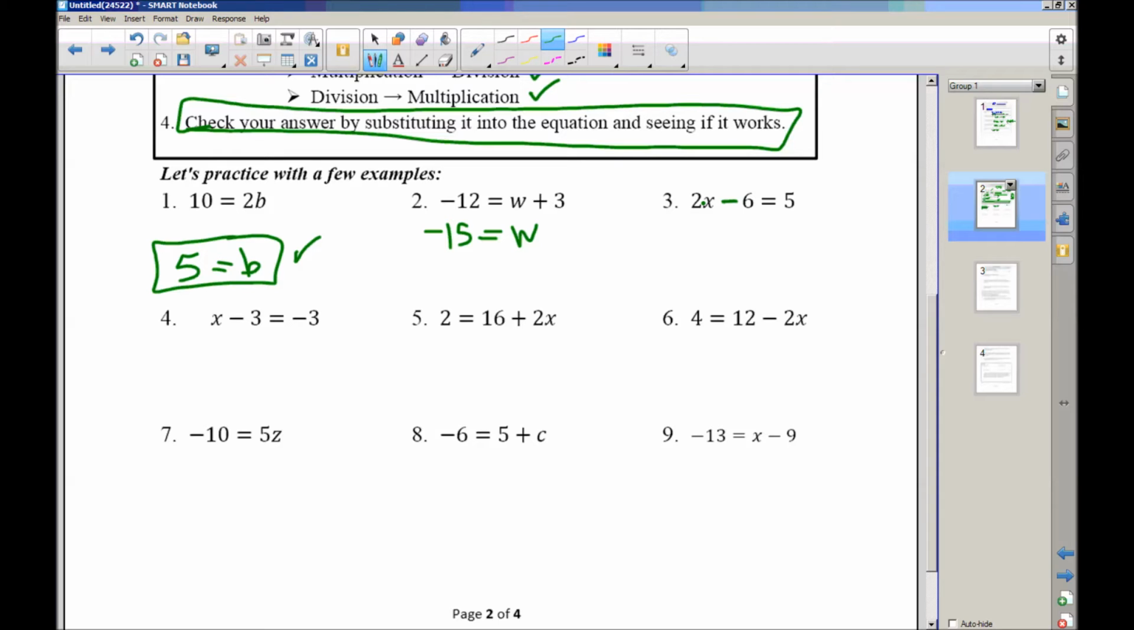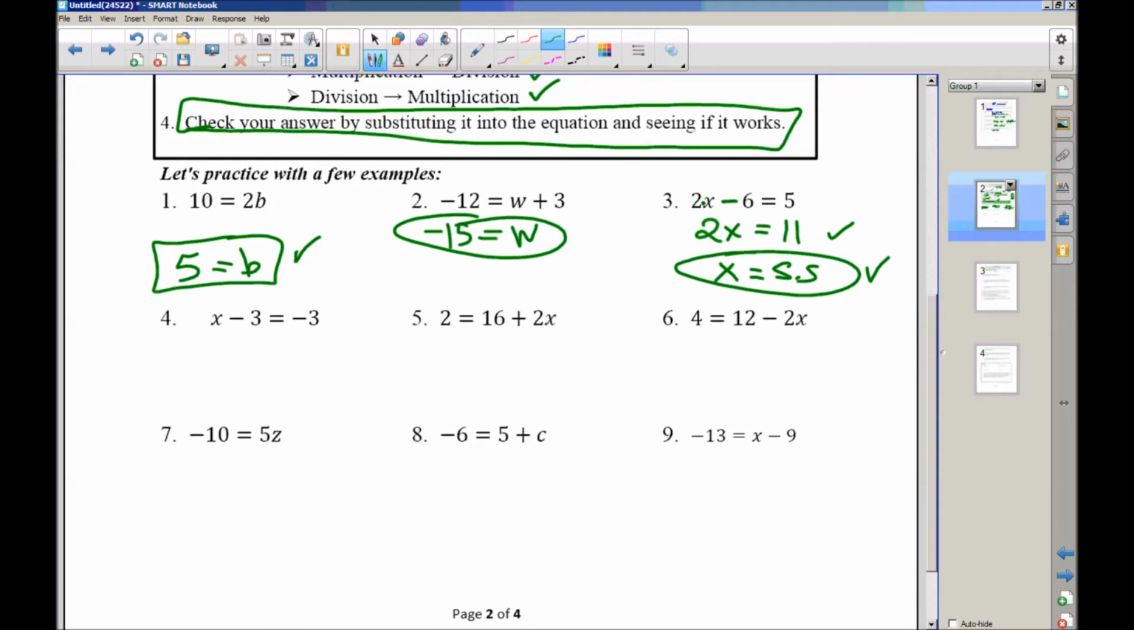We'll undo the subtraction first because we're going in reverse order. So that will make 11. And then we'll undo the multiplication second, so we'll divide by 2 to get 5.5. Okay, this one has two lines of work because this was a two-step equation.